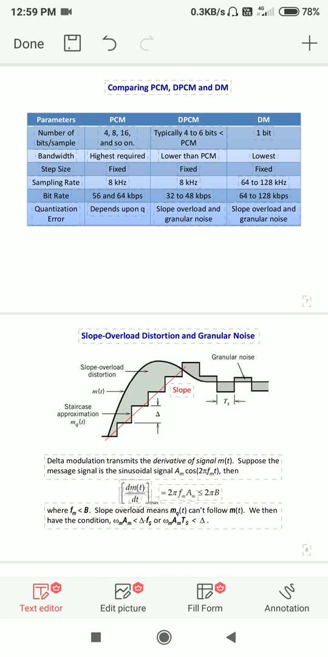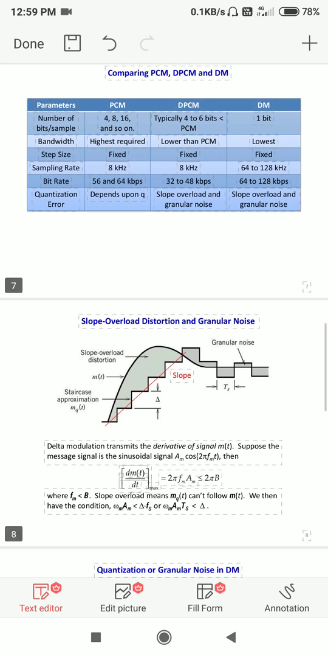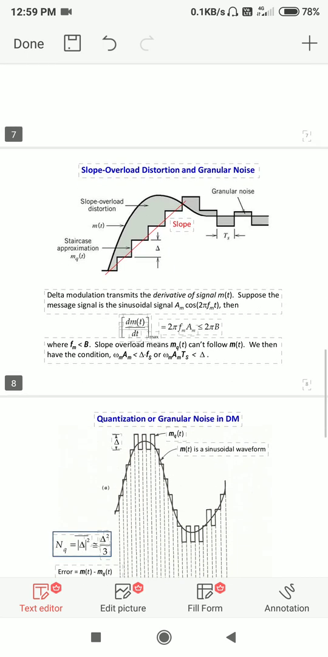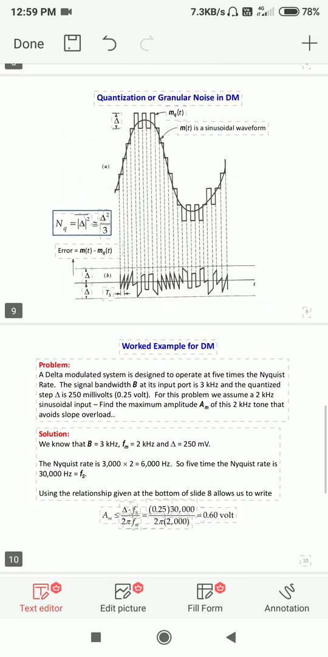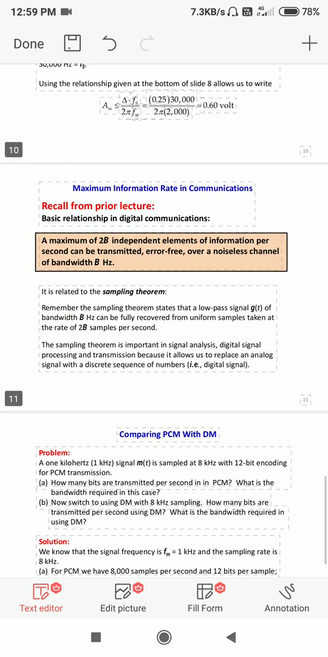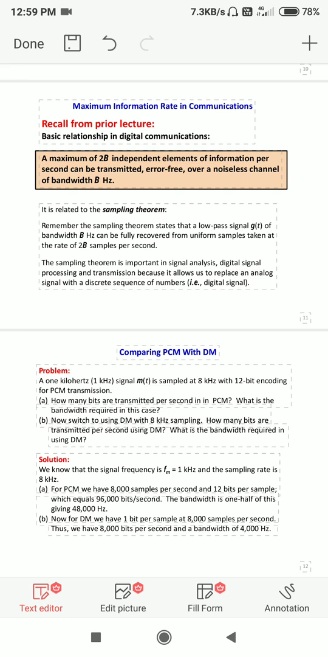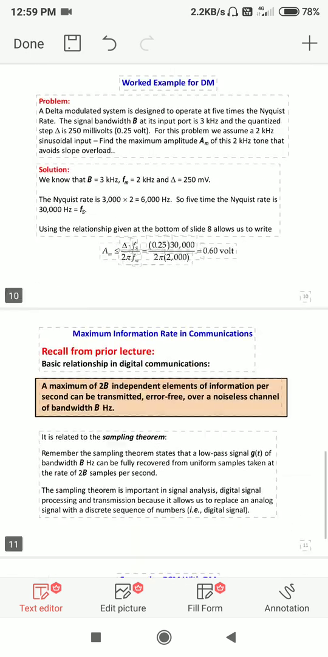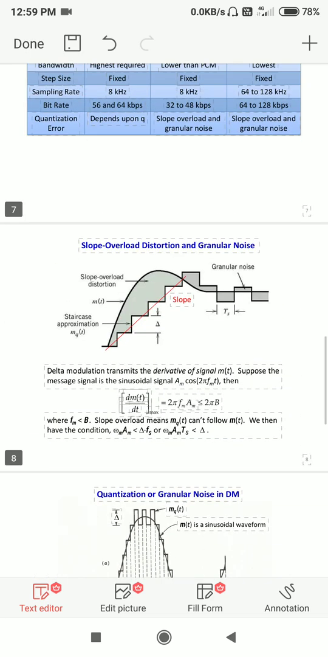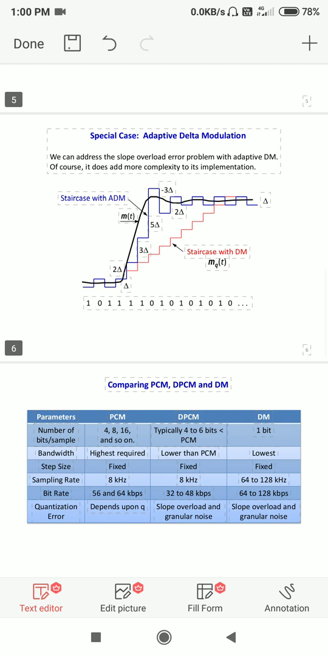Okay, so granular noise explanation is not in our syllabus, so we will skip that. And with this we have finished this unit, and till this video whatever we have covered is the syllabus for the unit test. Okay, so these 2 units will be there, and we stop here.